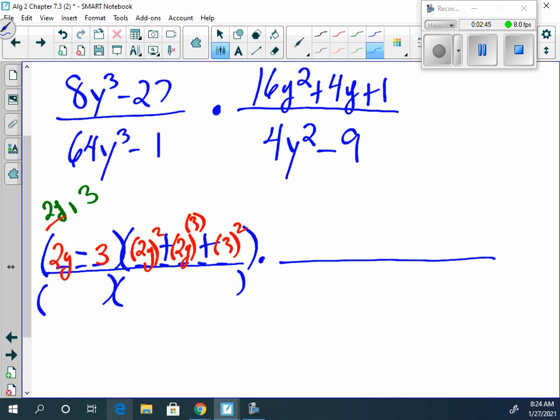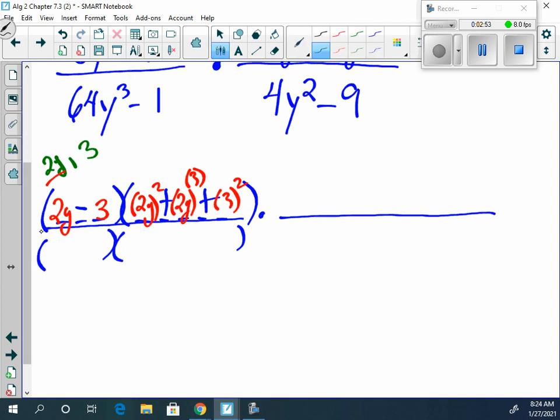Well, the bottom part, 64y cubed minus 1, is also a difference of perfect cubes. If we look at this, the cube root of 64y cubed is going to be 4y, and the cube root of 1 is, well, 1. Now our signs are going to be what? The same? Positive, positive.